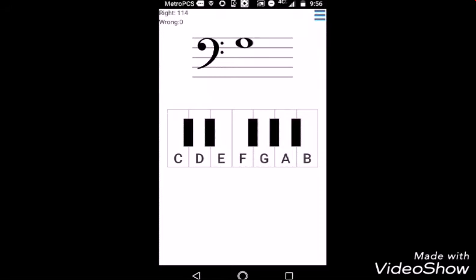G, cadence. B, leading tone. G, cadence. E, D, I call it lazy D. B, it's about time for C. A, B, G, cadence. F, C.